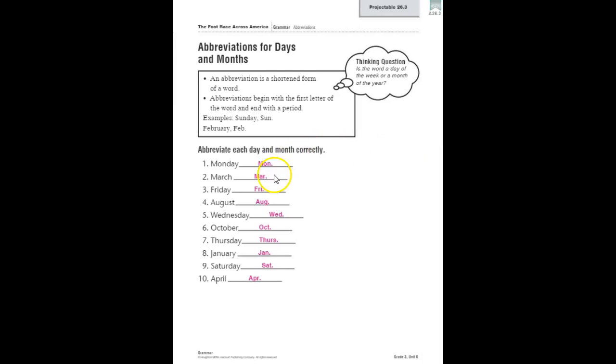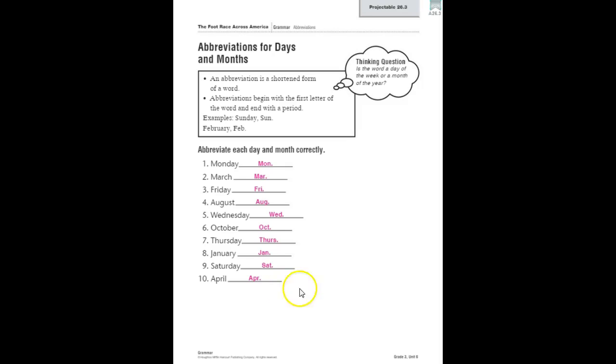All right, did you get these answers? The first three letters, except for Thursday, has the first five letters. Okay. These are always going to be the same. They're always going to have the first three to five letters when you abbreviate days and months.